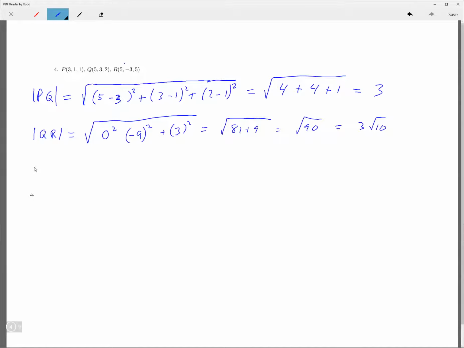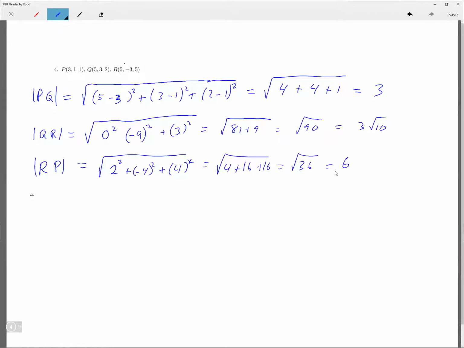And then the next one is RP, so that minus that. 5 minus 3 is 2, negative 3 minus 1, that's negative 4, and then 5 minus 1, that's 4. Okay, so we have 4 and 16 and 16, which is, whoa, it's 36, isn't it? Okay, let's see if those answers work.